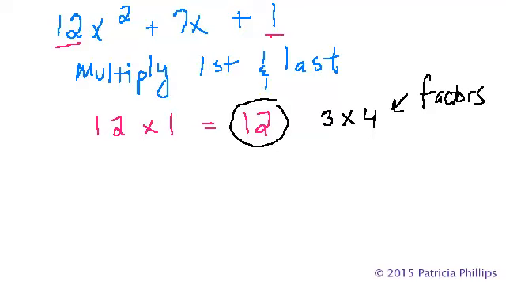Okay, so what we're going to do now is we're just going to rewrite the original problem. We're going to put 3x and 4x where we used to have 7x. Okay. 12x squared plus, and I'm going to put the 4 right here.